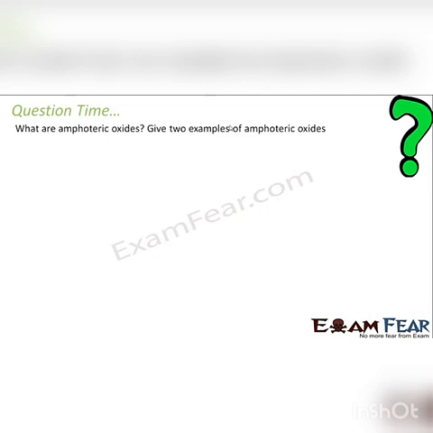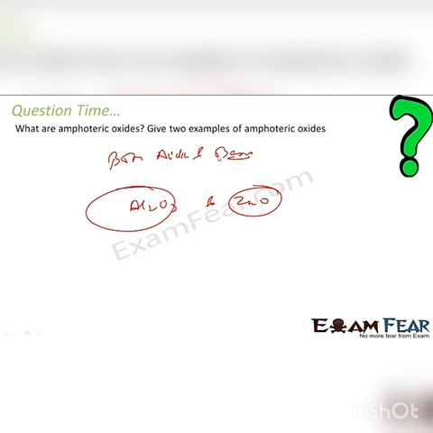What are amphoteric oxides? Give 2 examples of amphoteric oxides. Amphoteric oxides are oxides which are both acidic and basic. Right? For example, Al2O3 is one and zinc oxide is one. They are amphoteric oxides because they are both acidic and basic.